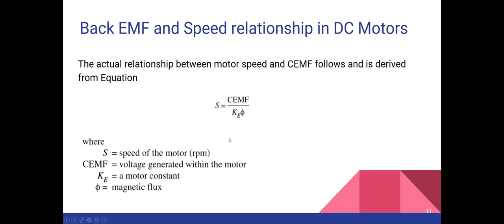Now let's see the formula for speed. This is obtained from the formula of back EMF, and you can see that S, the speed, is equal to the counter EMF, or the back EMF, upon Ke, which is the motor constant, and phi is the magnetic flux.